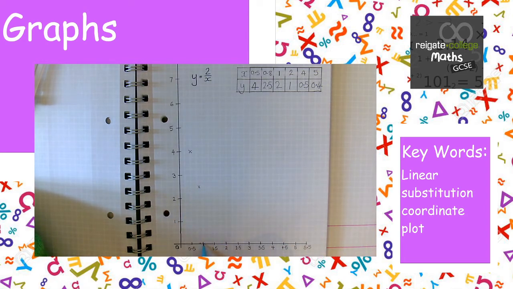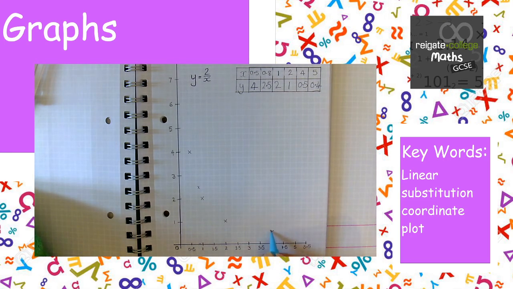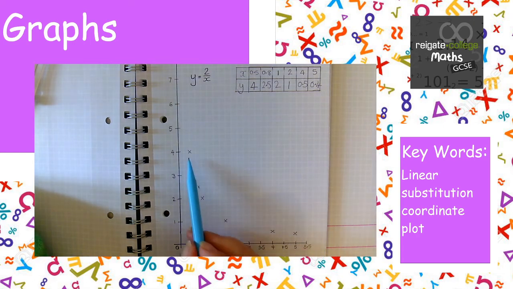Value of 1 takes me to 2. Value of 2 gives me a y value of 1. 4, a value of 0.5, and 5, a value of 0.4, which will be about there. So I'm now going to join those plots up with a smooth curve.